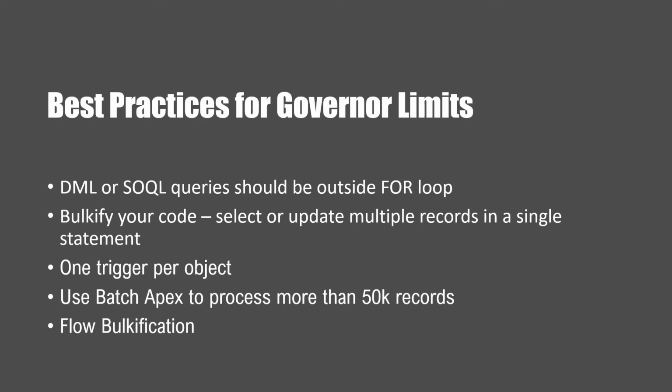Let's look at some of the best practices for governor limits, or how to handle governor limits. DML or SOQL queries should be outside the for loop. This ensures if your for loop is running for more than 100 times, it does not execute a SOQL query 100 times and hit the Apex SOQL 100 limit.